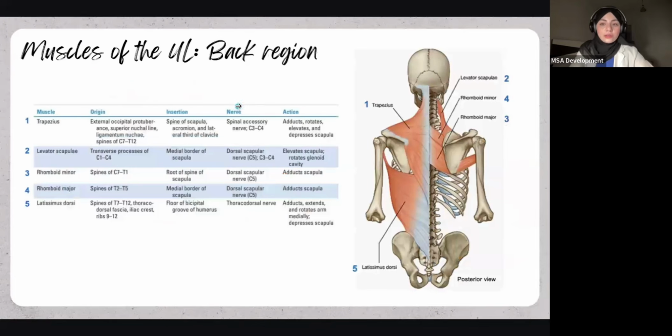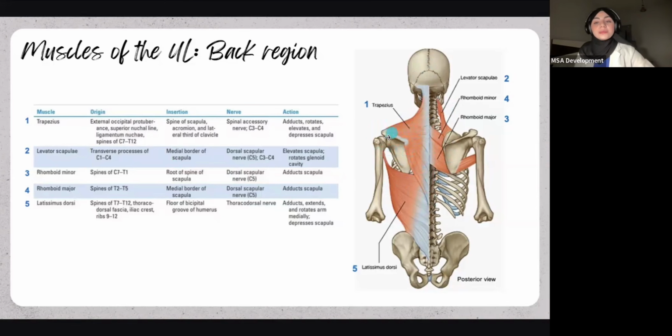Moving on to the back region. Now the back, it's very easy, big muscles, but I don't want to confuse you guys. First of all, we're going to start with the most superficial, the trapezius and latissimus dorsi. Now the trapezius is going to start off from actually the occiput. So from right here, the back of your head, the superior nuchal line is basically the occiput. And then it's going to go all the way to C7 and T12, which is basically the lower spine. It's going to go all the way right there. This is my origin.